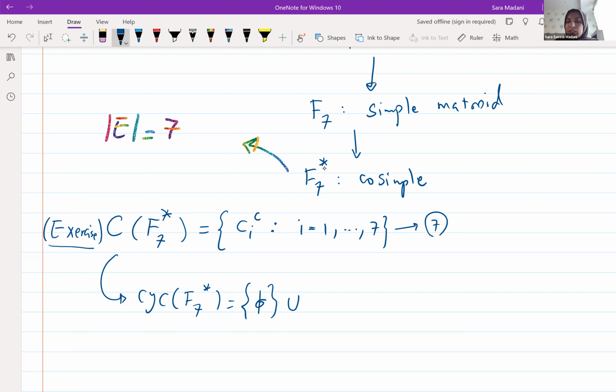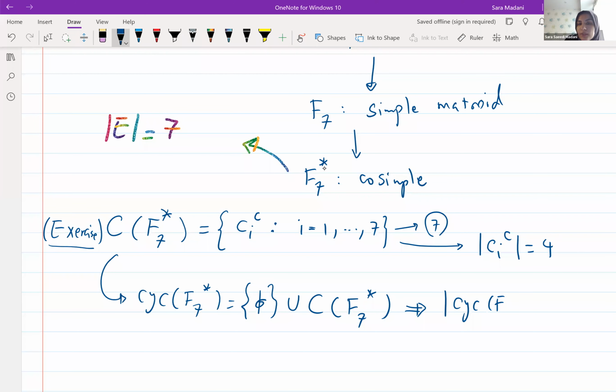But then, since I have 7 elements, and in this circuit set all elements are of cardinality 4, no pair of them could be disjoint for sure. So the only disjoint unions could be trivial disjoint unions, just by one of these. So I just have the circuits themselves together with the empty set, and I cannot take any disjoint union of them. So now the cardinality of this cycle set of F7 star is just 7 here, 1 here, 8.